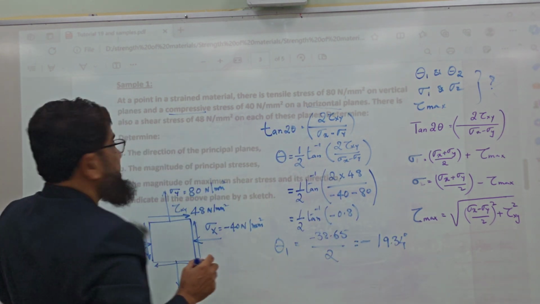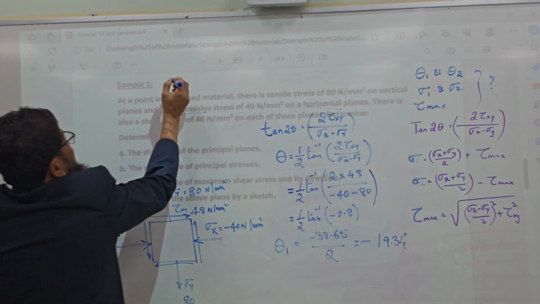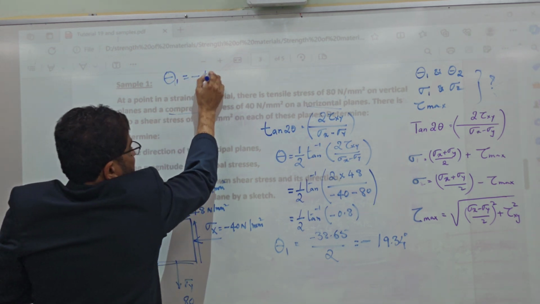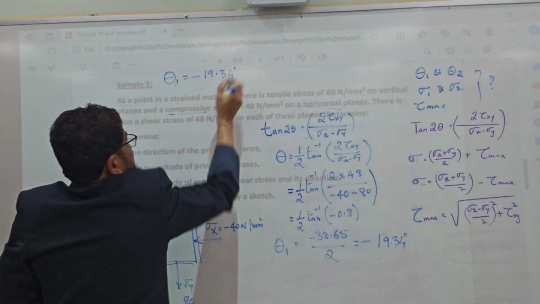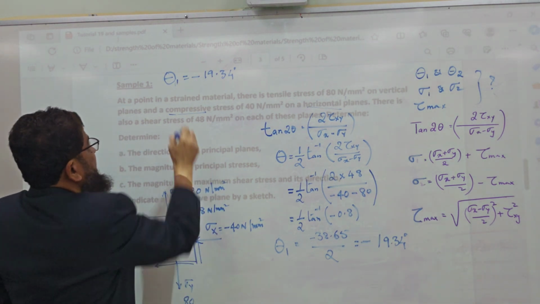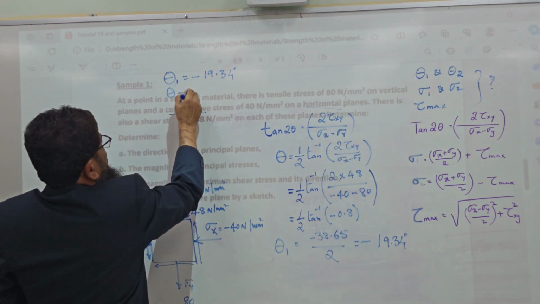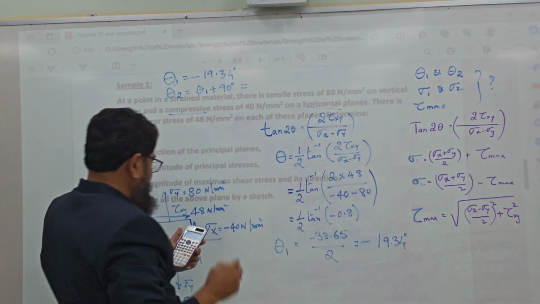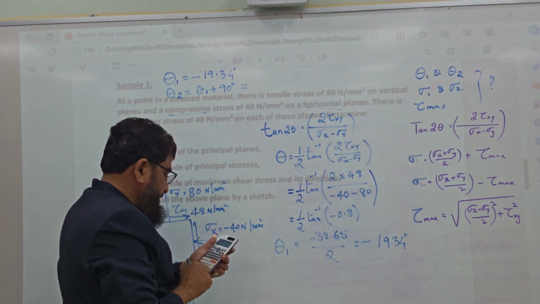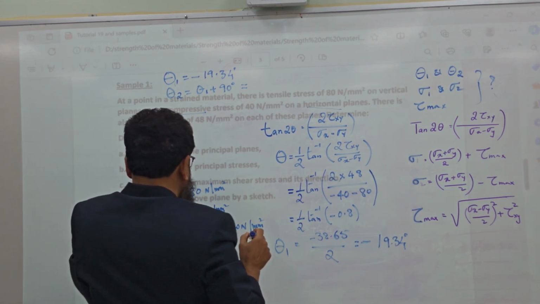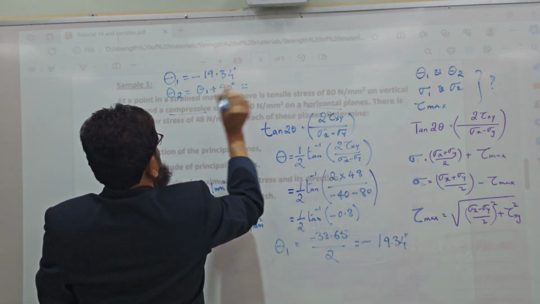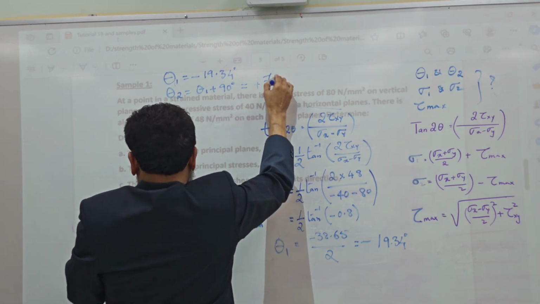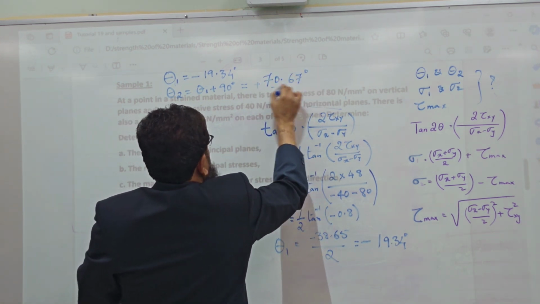Theta 1 is how much? Let me write theta 1 over here. I hope you see it here. Is it not? Let me write it here. Theta 1 is equal to minus 19.34 degrees. Okay. So what is theta 2? Theta 2 is equal to theta 1 plus 90 degrees. This is how much? Plus 90. If you make it, you get 70 degree, because this is minus, isn't it? So that's why we are finding with plus 70.67 degrees. This is theta 2.